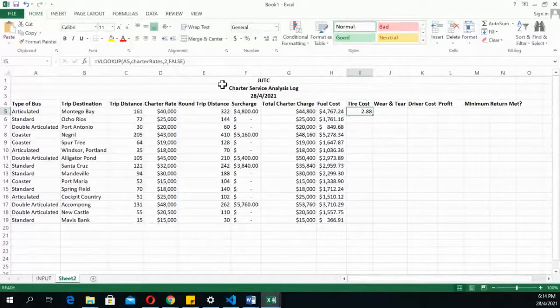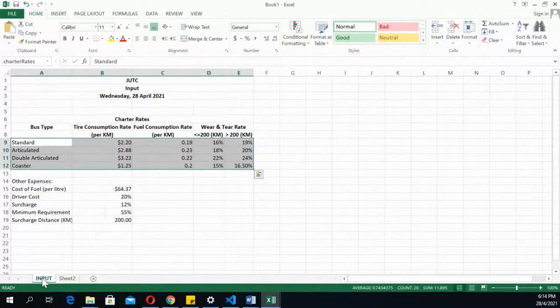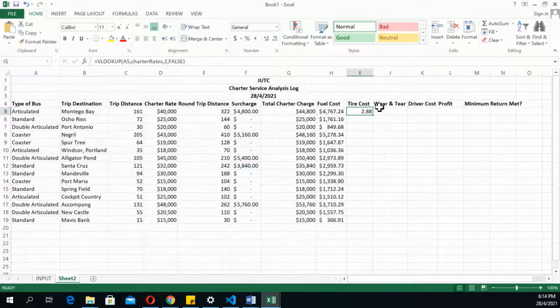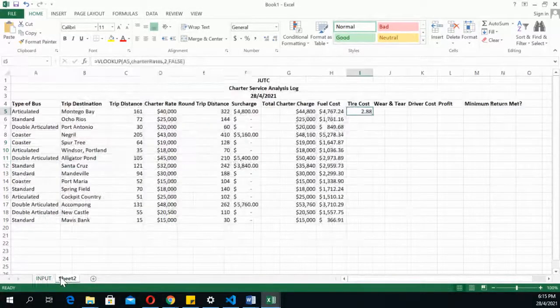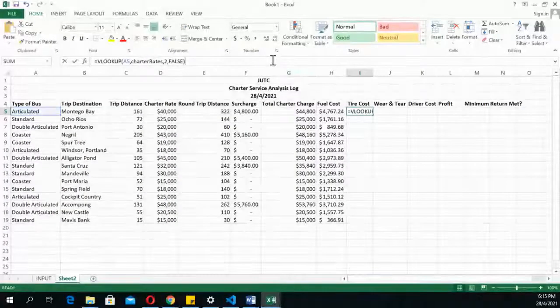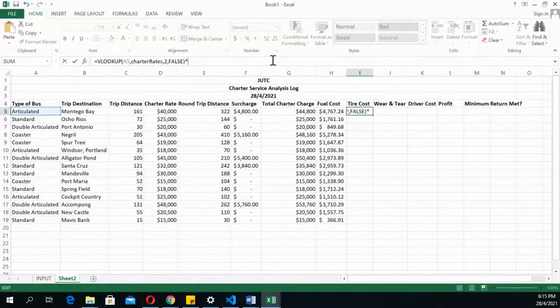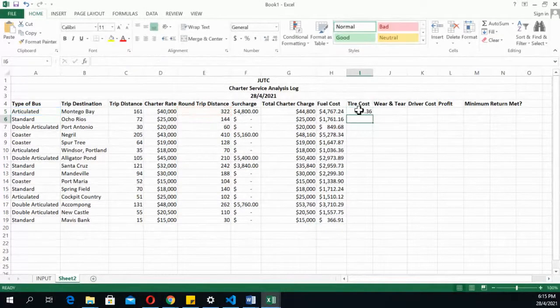All right, so for tire cost, we say it's the tire consumption rate times the distance traveled. And to get the tire consumption rate, we're using the VLOOKUP, and we say return the second column. So if we look back at our input, our tire consumption rate would be in column 1, 2, the second column. And then we're multiplying this by the distance traveled, which is, where is that again? Round trip distance.